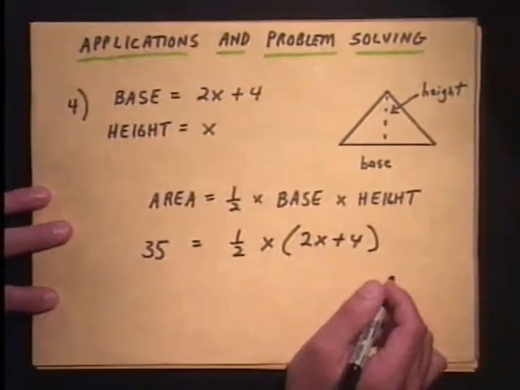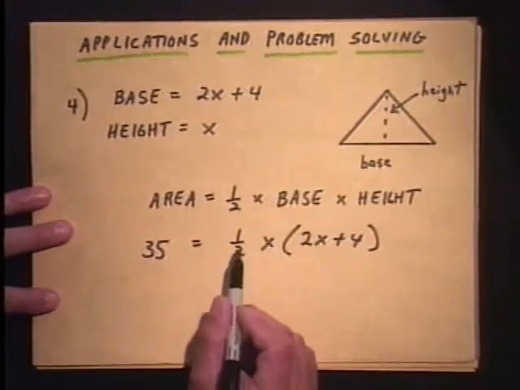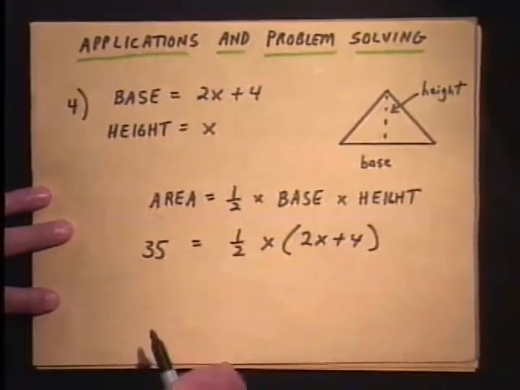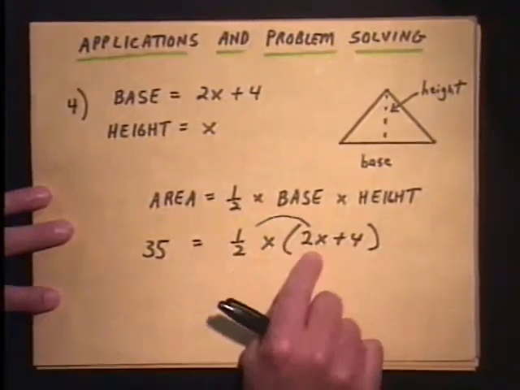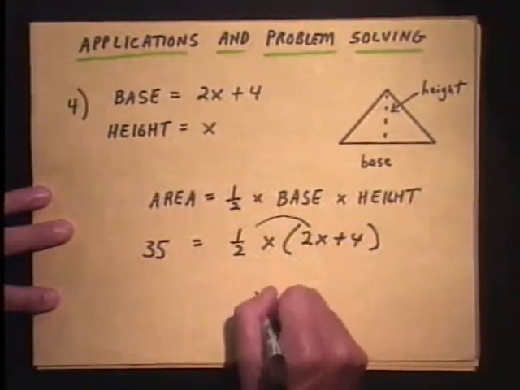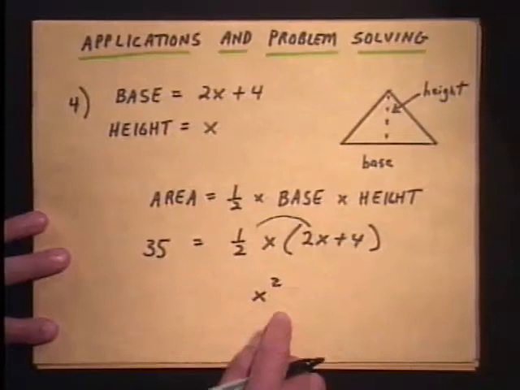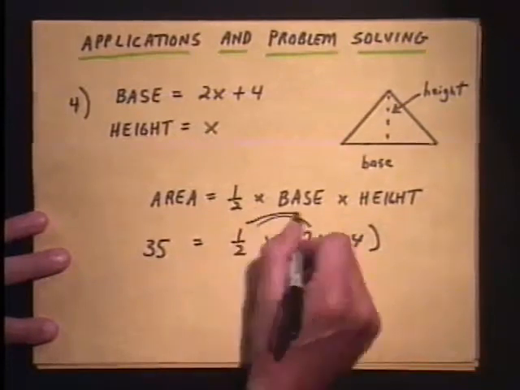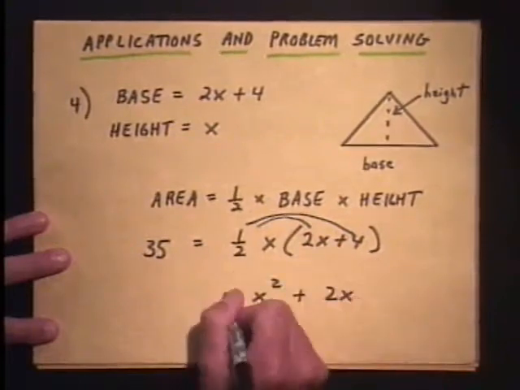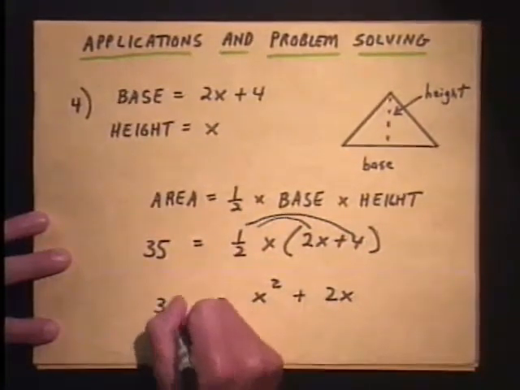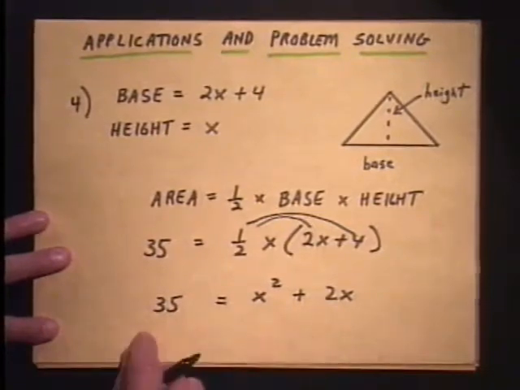Now, what am I going to do here? I think I'll multiply the 1/2 times the x and call this 1/2 x, and distribute that through the parentheses. What do you think? I think that'll work well. So 1/2 x times 2x would give us what? 1x squared. And there we have our good old friend x squared in the problem here. 1/2 x times 4 would be plus 1/2 of 4, which is 2x, equals 35. Look familiar? Why, certainly.